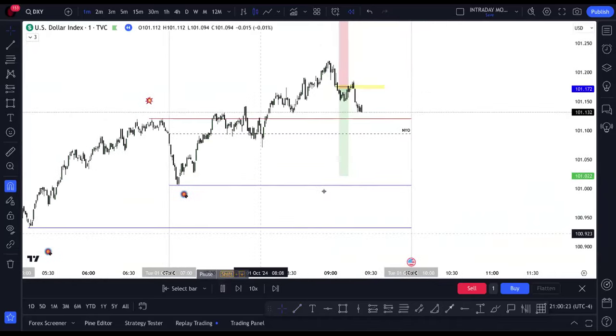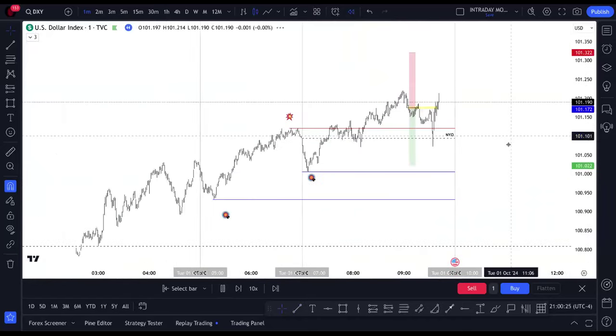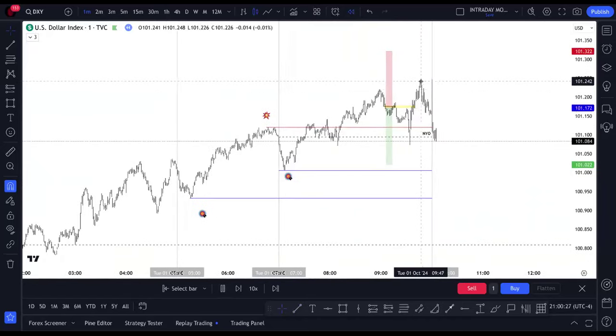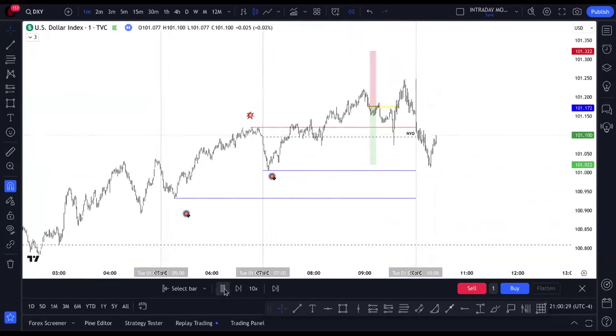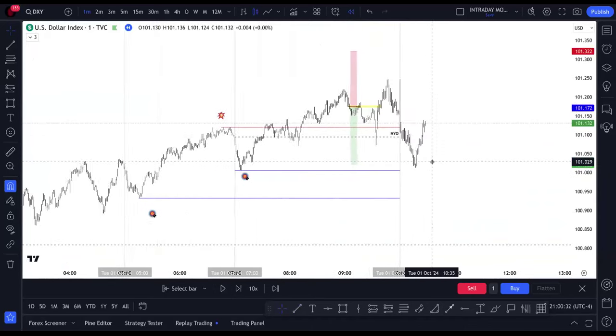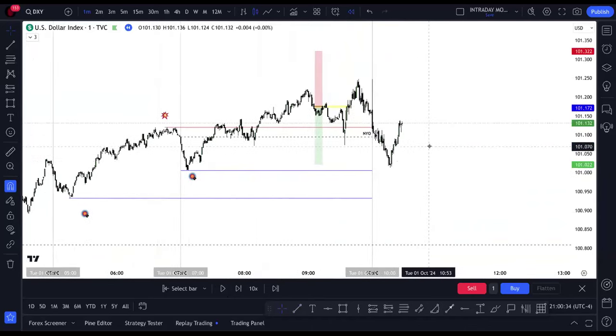We're triggered in short there. We look to hold. There's some drawdown. We don't care about the drawdown because we're risking properly. And TP hit. TP hit. Do you see that?